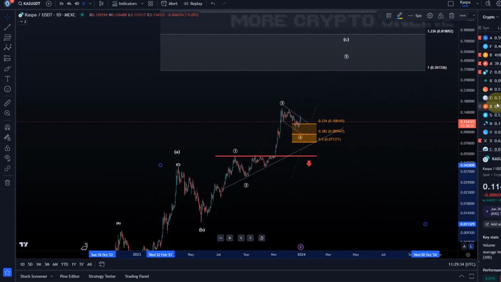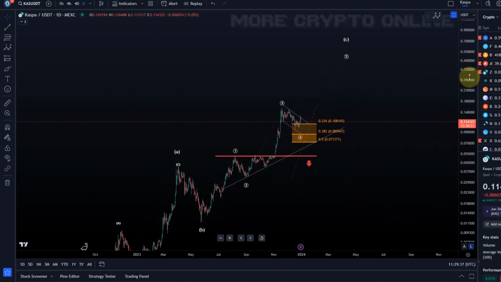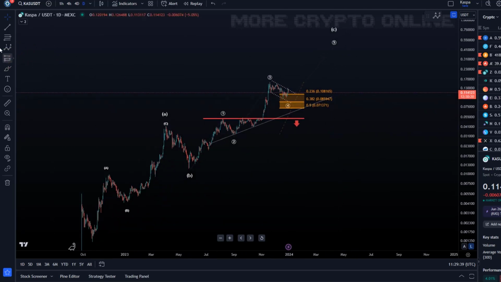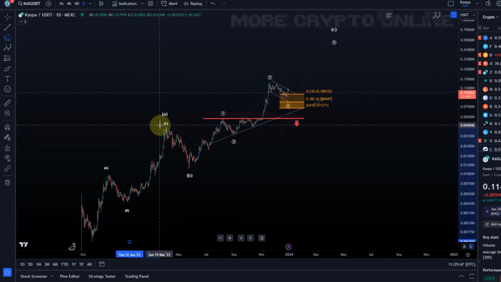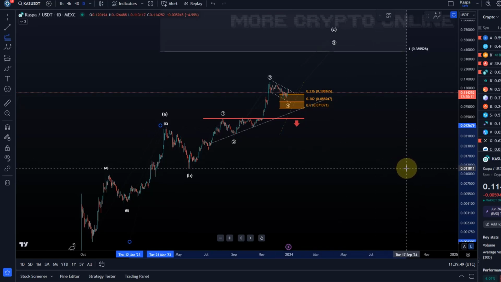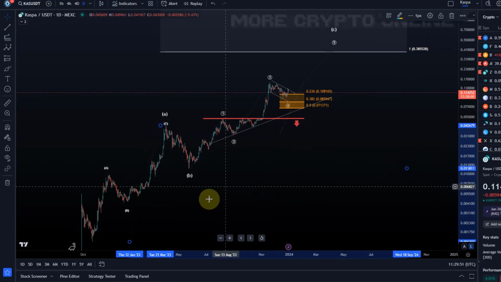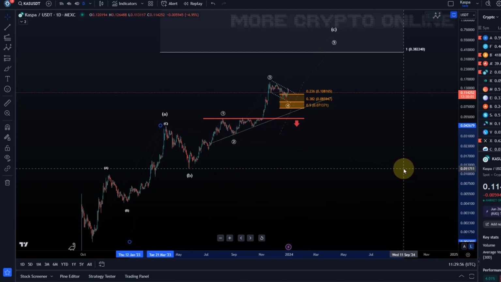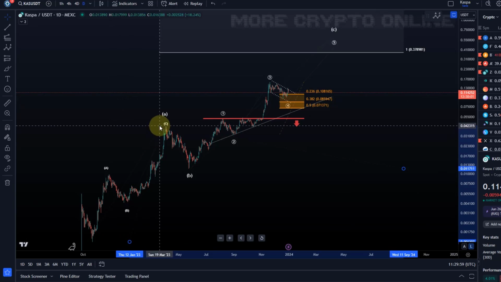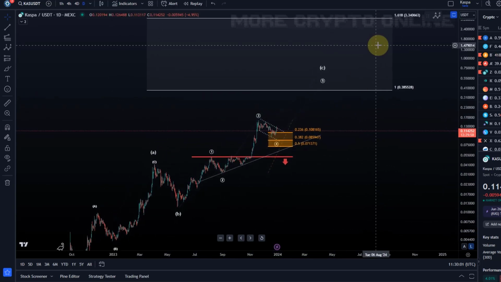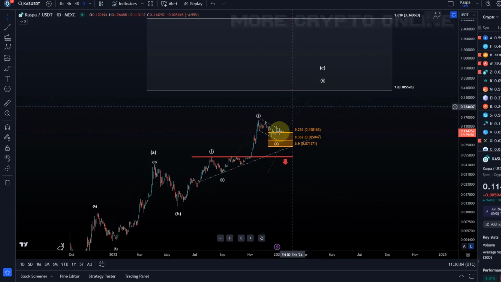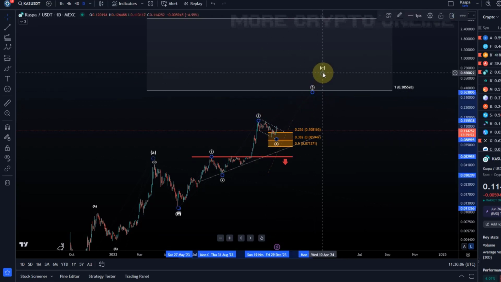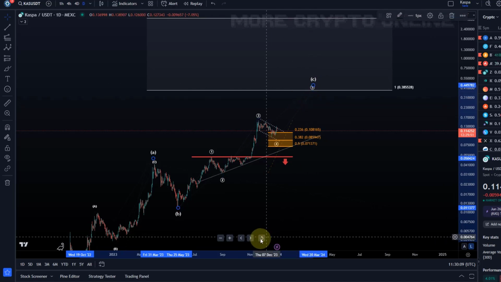Now that takes us to maybe some revised targets. Let's see if we need to revise targets. What can we say? Typically a target for the C wave is the 100% extension of the A wave. Based on these measurements, 38 cents. Let me just double check that. Yeah, so roughly 38 cents would be a key target for this C wave. It can always extend higher, but let's first see if we get there.